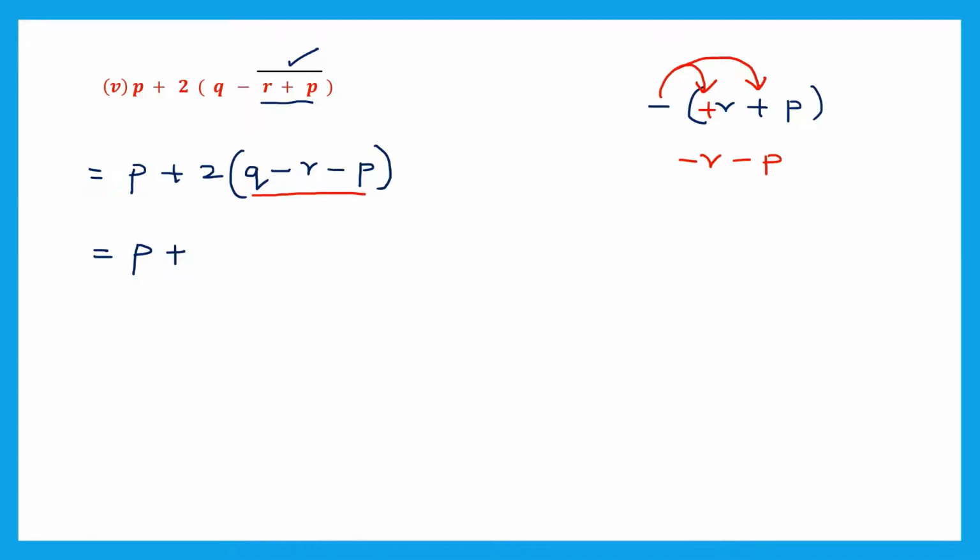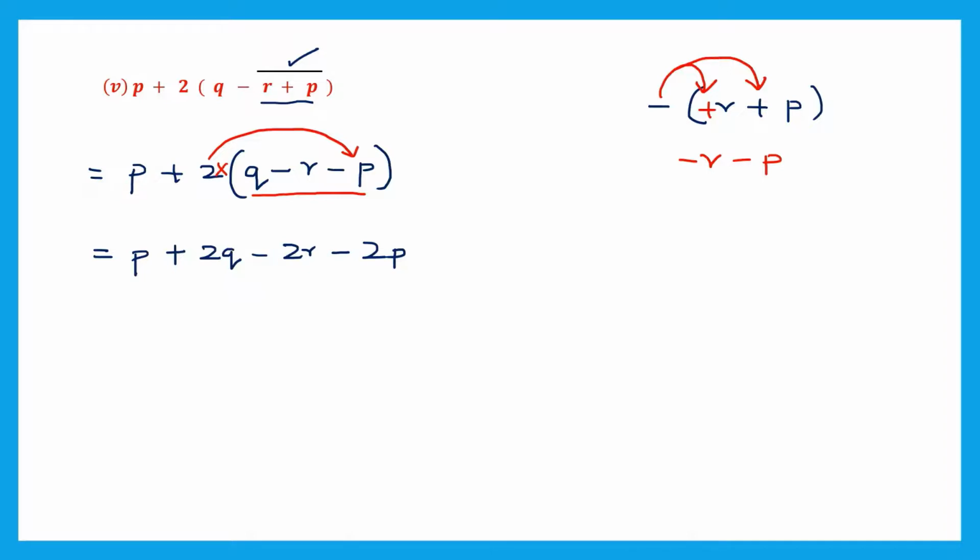They're all unlike terms, so I cannot do anything with it. So I'm going to straight away multiply. So this is a multiplication here. So first I multiply 2 into q. 2 into q is 2q. Then I go on to the next one, which is 2 into minus r. So plus into minus will be minus. 2 into r is 2r. Now I will multiply 2 into minus p. So again, plus into minus is minus. 2 into p is 2p.